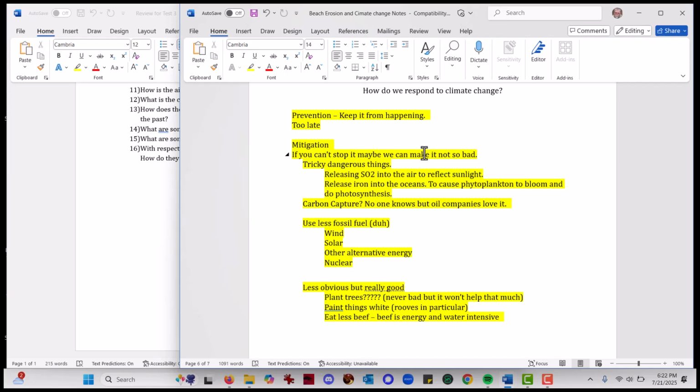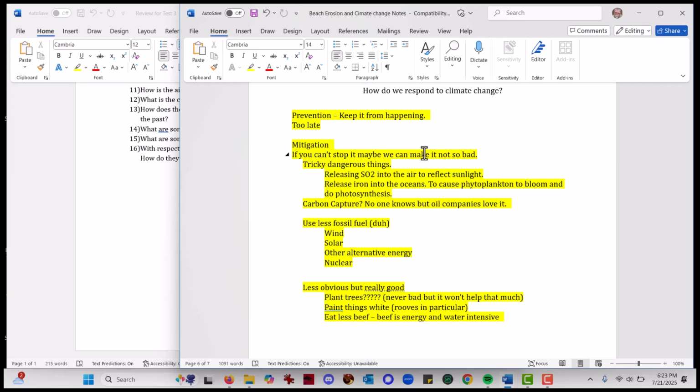Well, there's tricky, dangerous things. Put sulfur dioxide into the air. Try to increase oceanic photosynthesis. Weird things like that. Carbon capture, like suck the carbon dioxide out of the air, not a bad thing, but no one's sure you can do enough of it, right? It's just bad, right? Obvious things, use less fossil fuel.